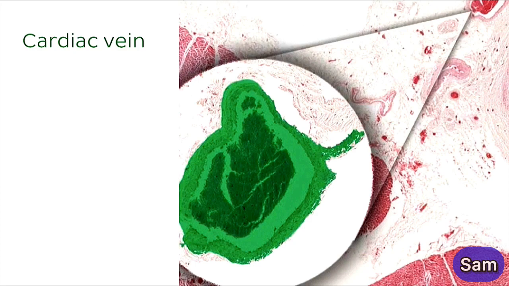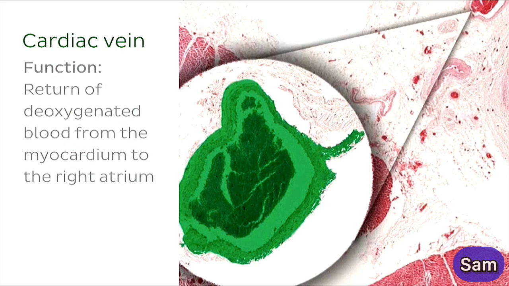Here we see a micrograph showing a cardiac vein in cross-section. The cardiac veins are responsible for the return of deoxygenated blood from the myocardium to the right atrium. It then travels into the right ventricle, and from there it's pumped to the lungs for gas exchange.